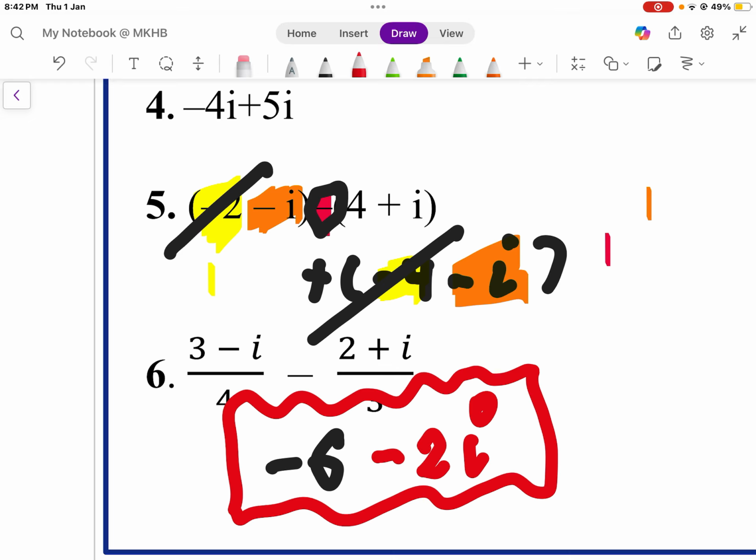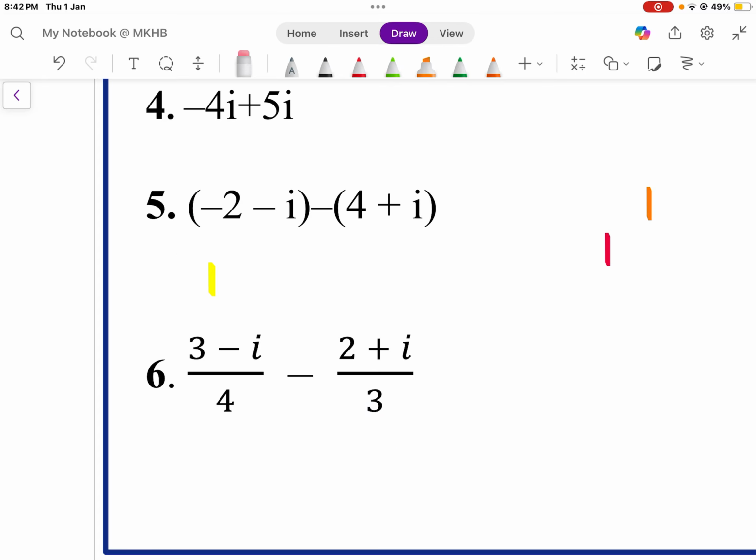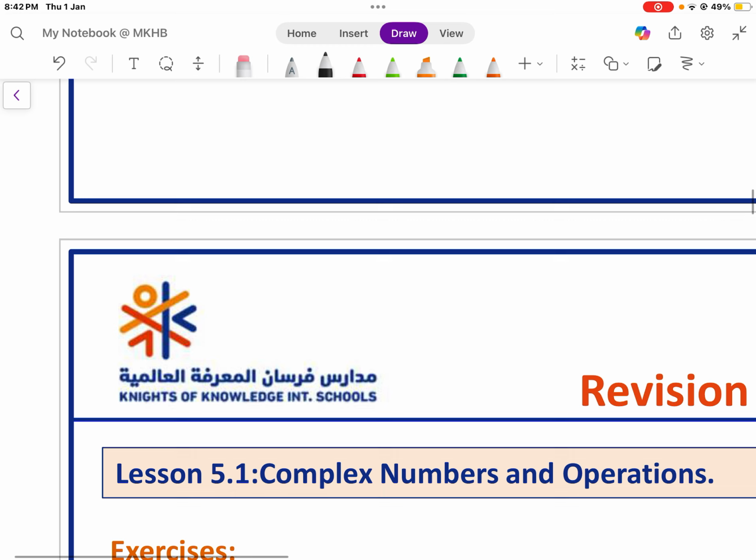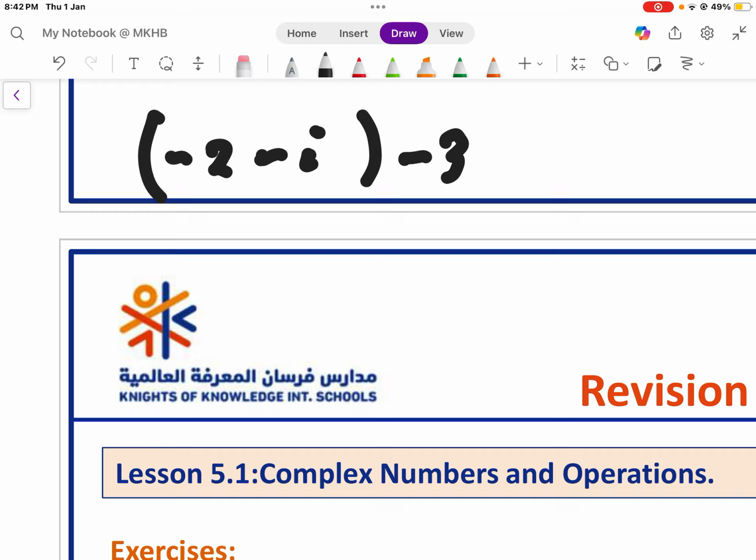Now, what if I have this equation? Not this one, I don't care about it. Negative 2, negative i, minus 3, or not 3. Let us make it easier then. Negative 2, 4, minus i. How do we deal with this?